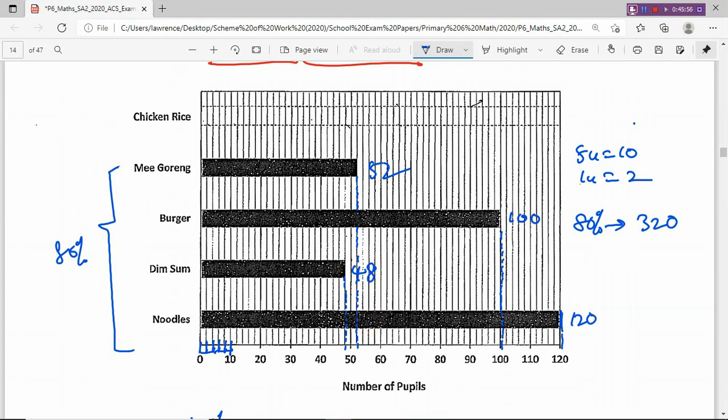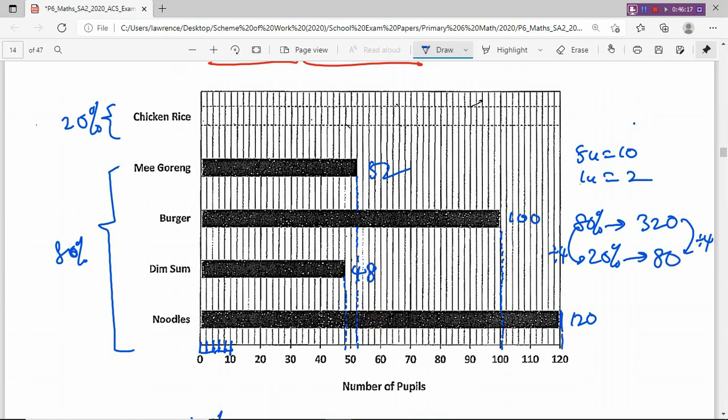Shortcut: you don't have to find 1%. This is a shortcut to do it faster in paper 1. You jump to 20% instead of finding 1%. So you divide by 4, and on the other side you also divide by 4, you get 80.